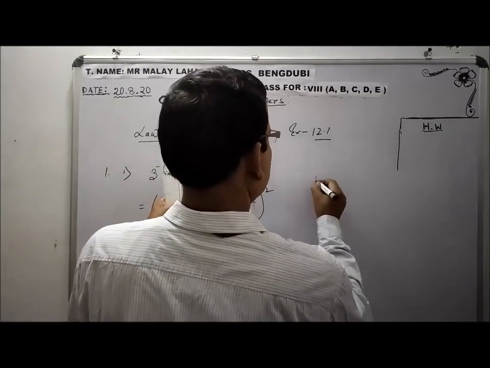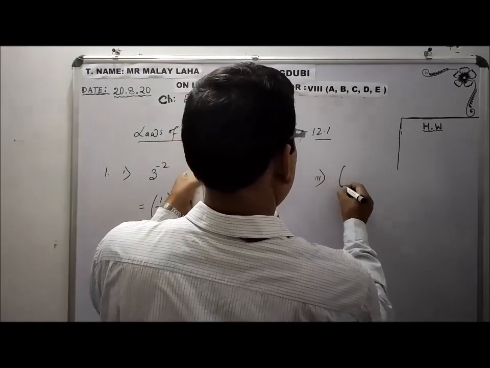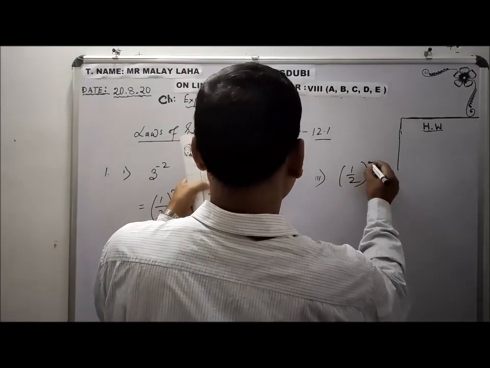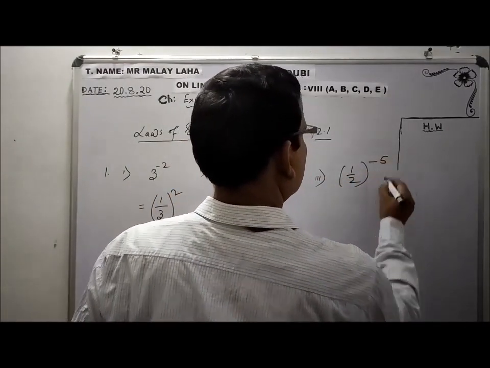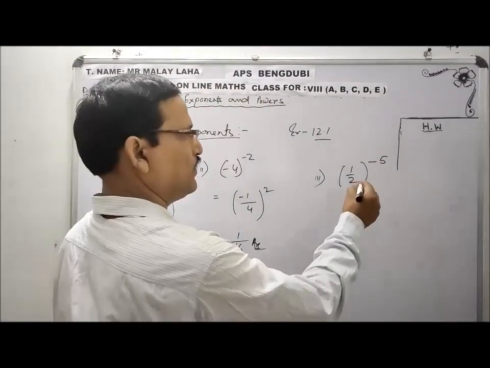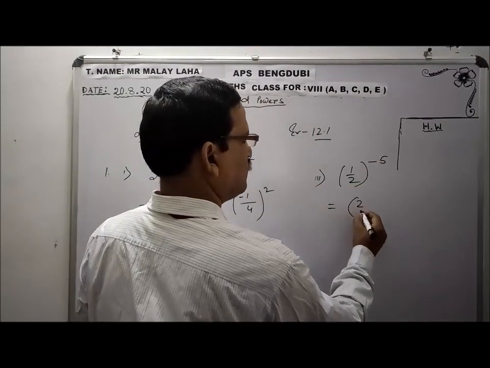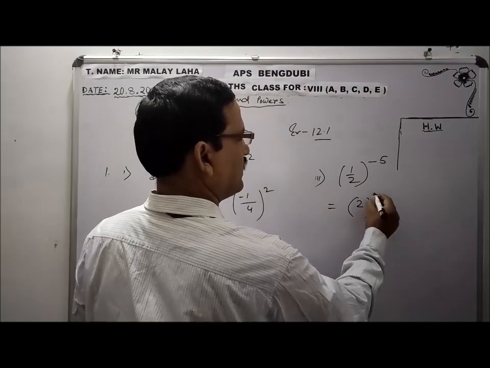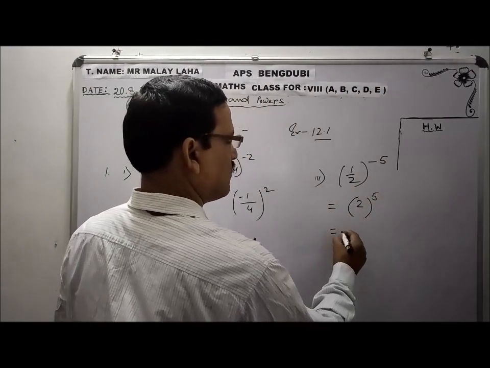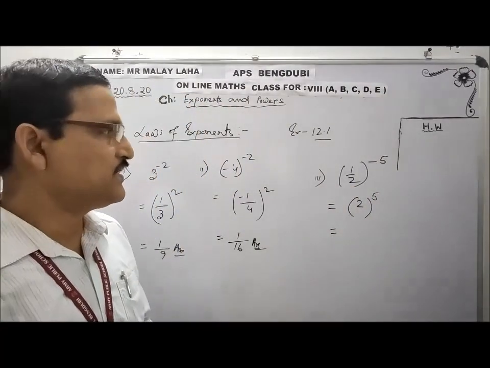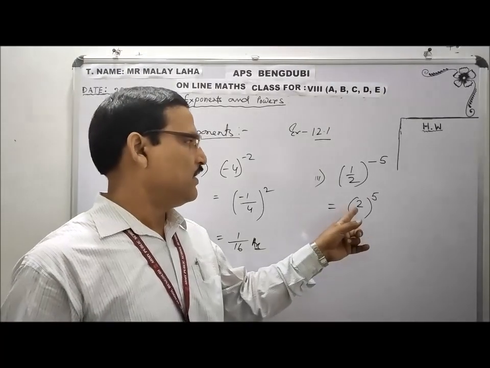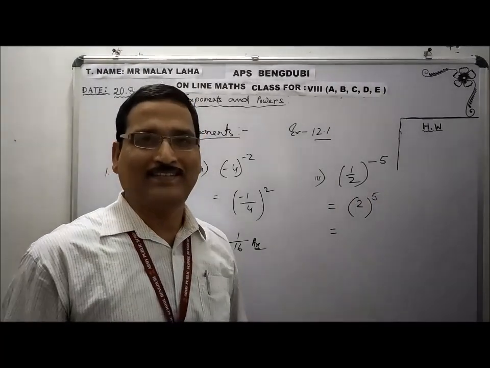And now the third one is what? Third one, (1/2) raised to minus 5. So with a negative exponent, when you make it positive, it will be 2/1. We don't write 1. Now maximum students make a mistake when they get the final result. What is the result? 5 to the 10?